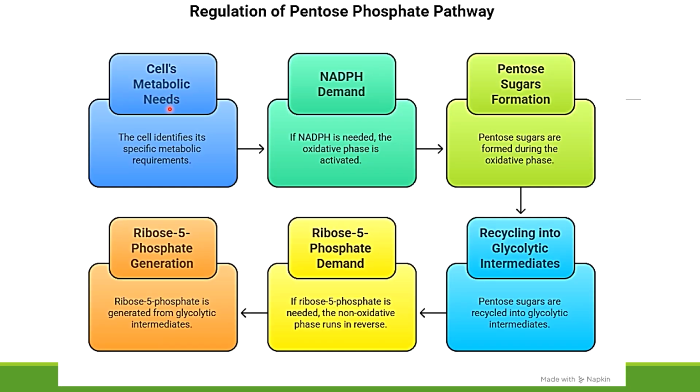Regulation of pentose phosphate pathway based upon the cellular demands. This pathway is also regulated according to the cell's specific metabolic needs. When the cell's primary requirement is NADPH, say if the cell has identified that it requires it, then the full oxidative phase is activated, and the pentose sugars formed are recycled. If these are formed, they are recycled again into the glycolytic intermediates.